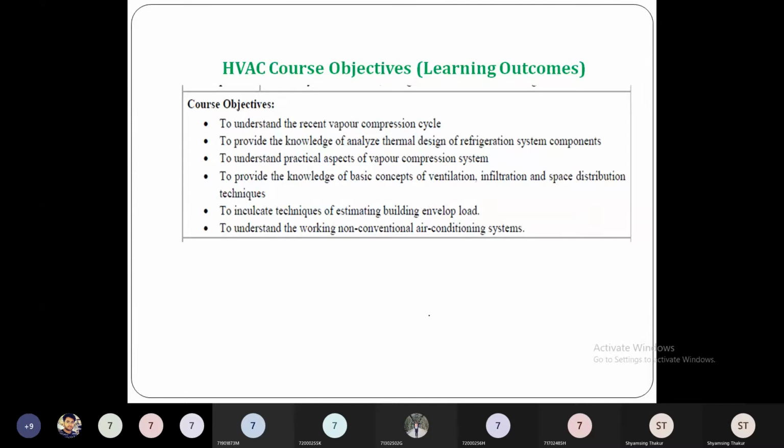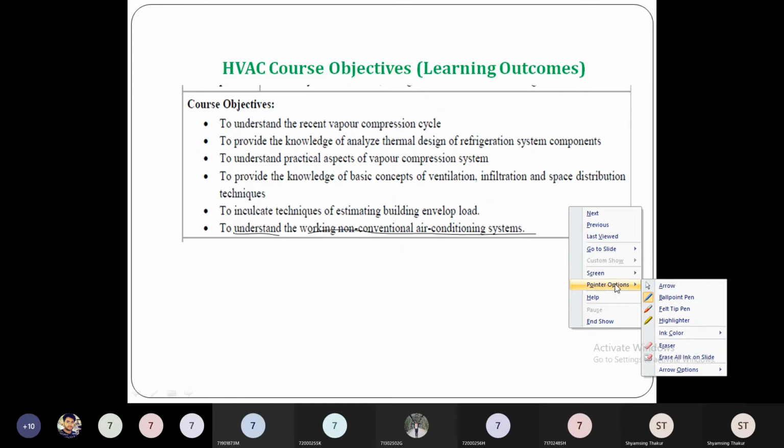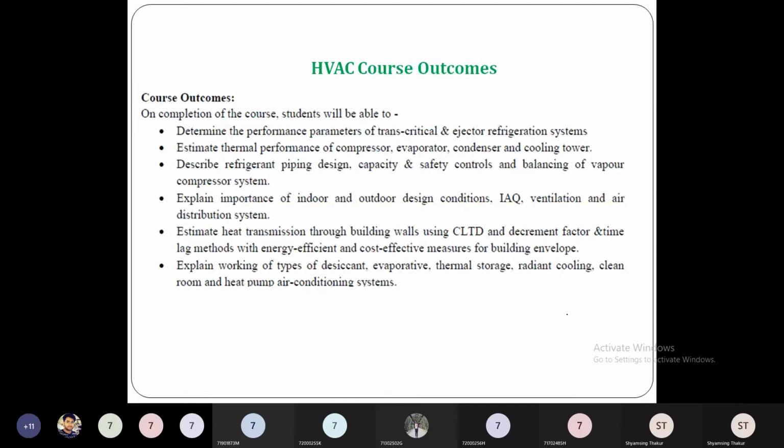Then to provide the knowledge of basic concepts of ventilation, infiltration and air distribution techniques. You will be aware of this by unit number 4, that is ventilation, and then you will get to know about infiltration and air distribution techniques. Then to inculcate techniques of estimating building envelope load, that you will come to know in unit number 5. At the end, in unit number 6, you will be able to understand the working of non-conventional air conditioning systems. What are these non-conventional air conditioning systems? That you are going to know in unit number 6.